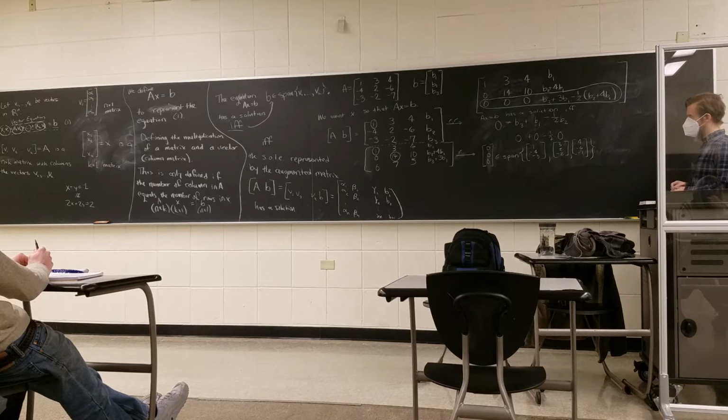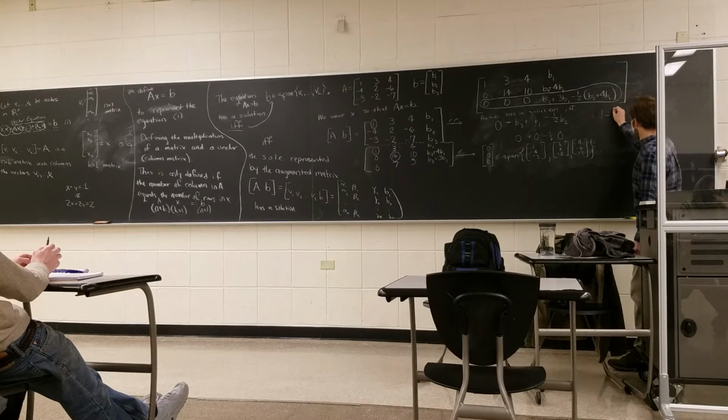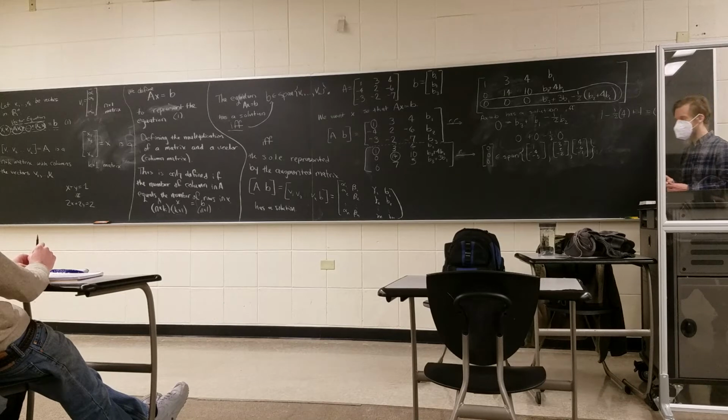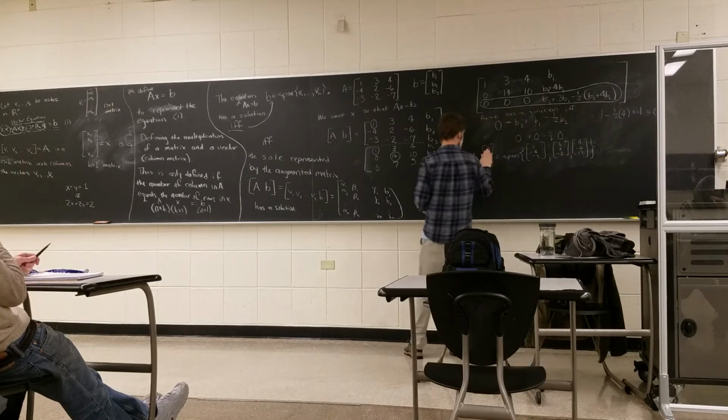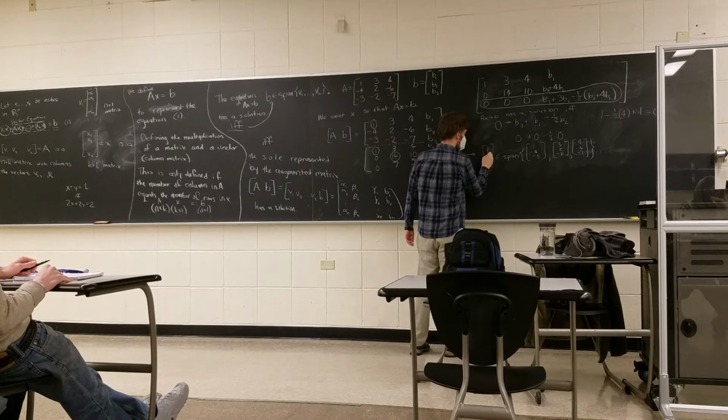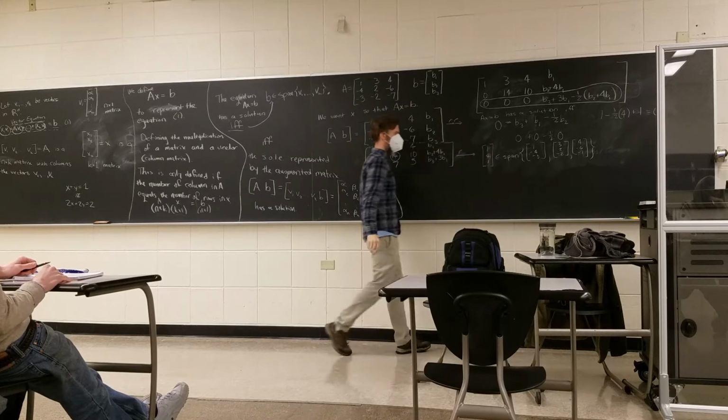Can you give me another example? 1, 4, 1. So 1 minus 1/2 times 4 is 2, minus 2 plus 1 is equal to 0. So now we have another example of something that's in the span. 1, 4, 1. That's also in the span.